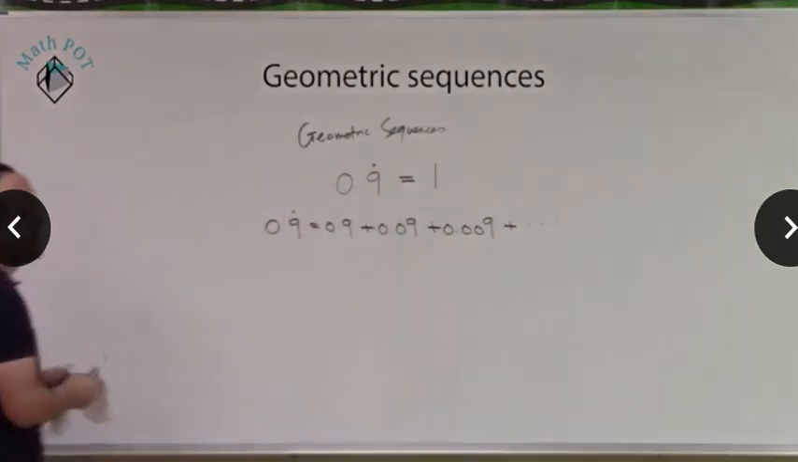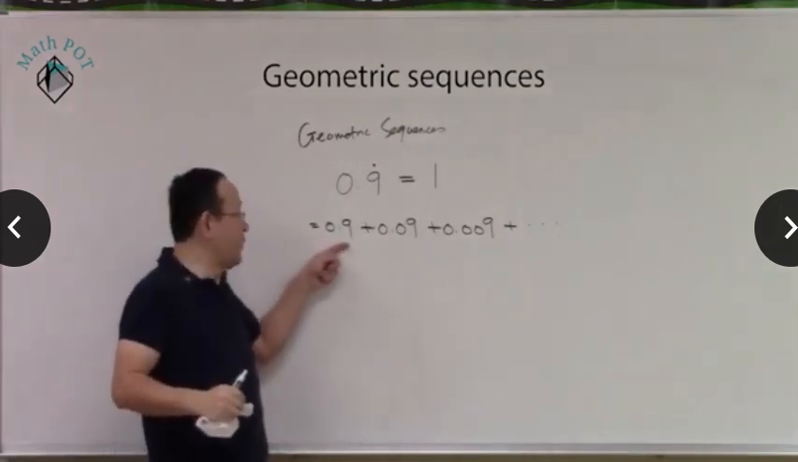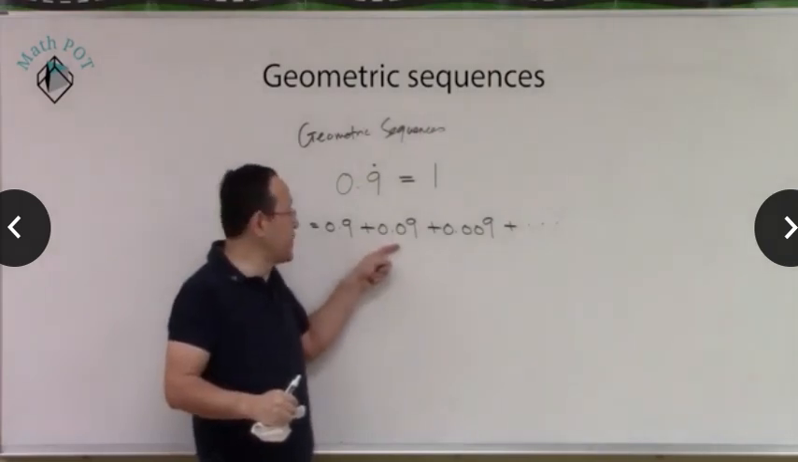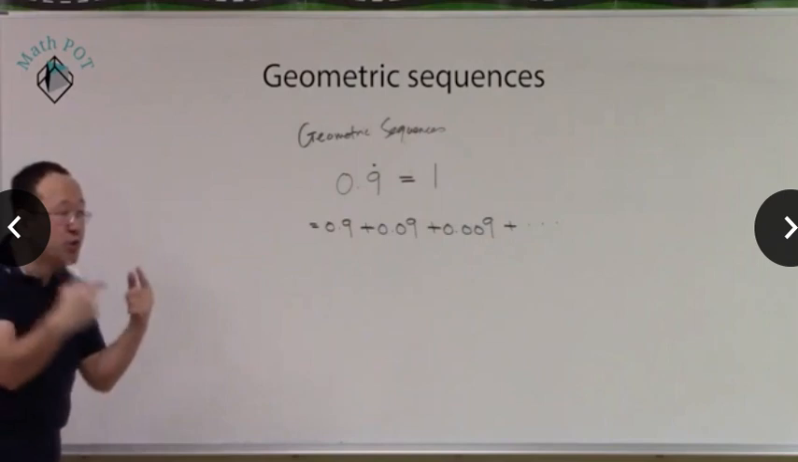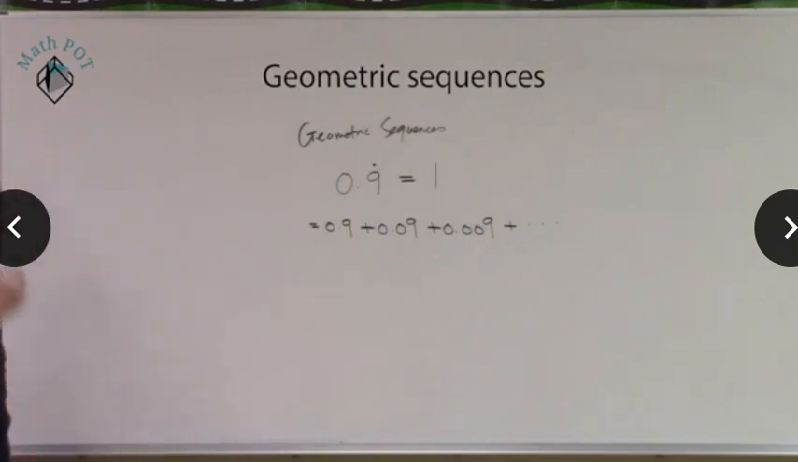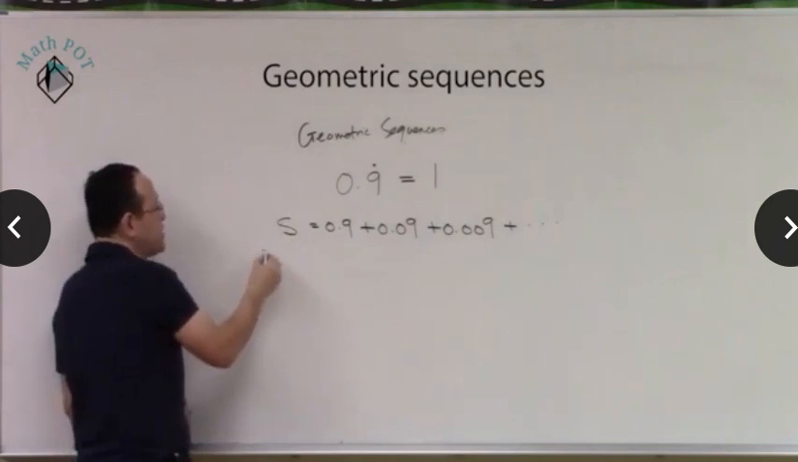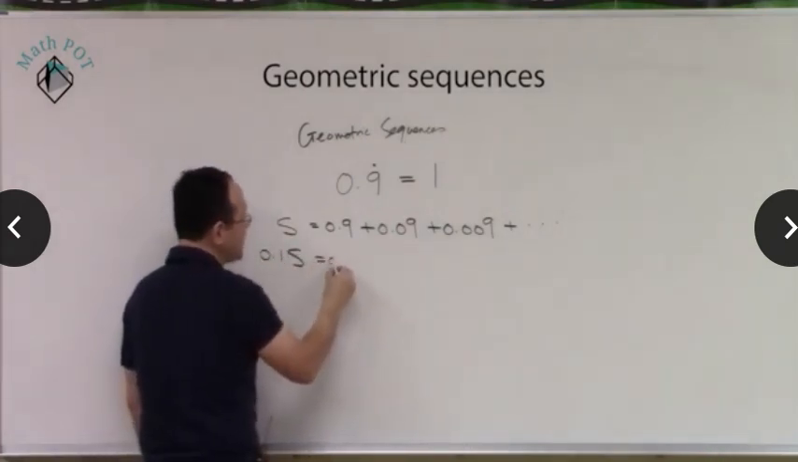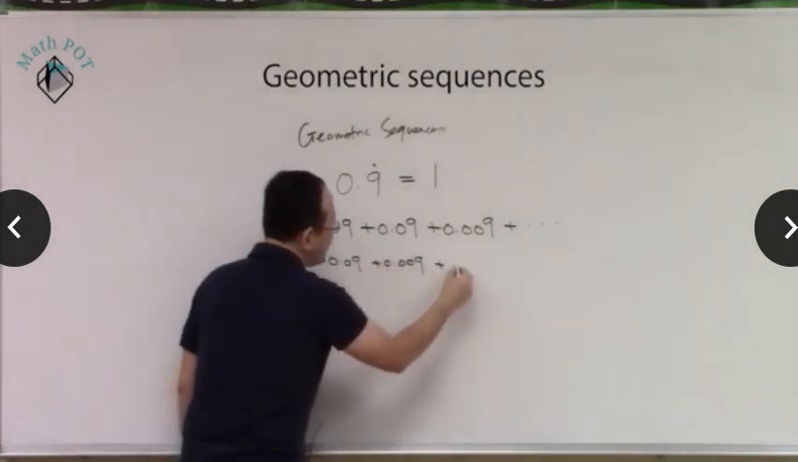Now, if you track the terms, look here. This one multiplied by 0.1 is this one. This one multiplied by 0.1 is this one. So we end up with a geometric sequence with common ratio 0.1. Summing together, let's call this S. Multiply both sides by the common ratio, 0.1 S, which is 0.09, 0.009, and they keep going.